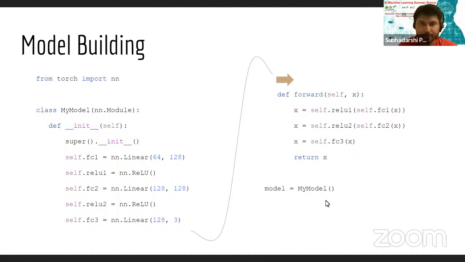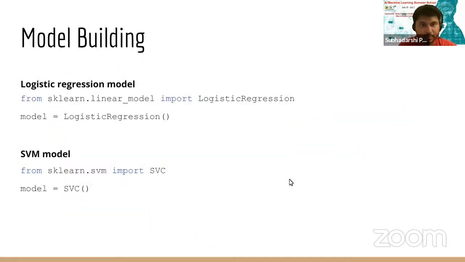Just a quick recap: in the case of scikit-learn models, the model building part is almost always taken care of. We just need to initialize it.